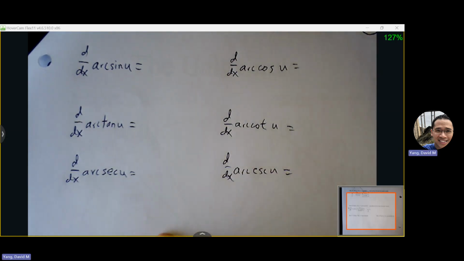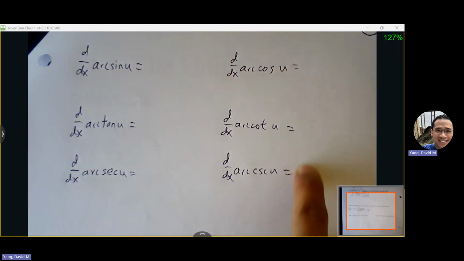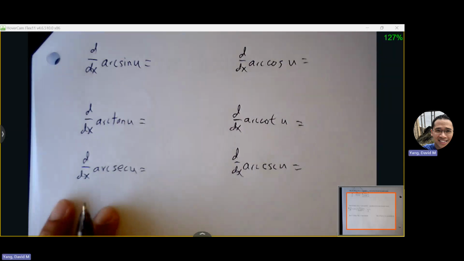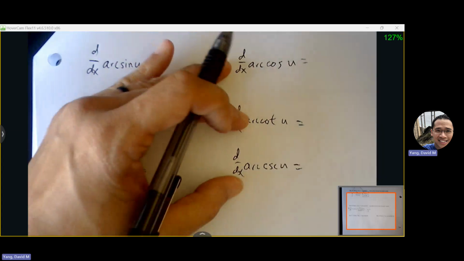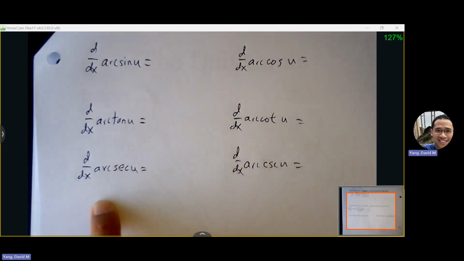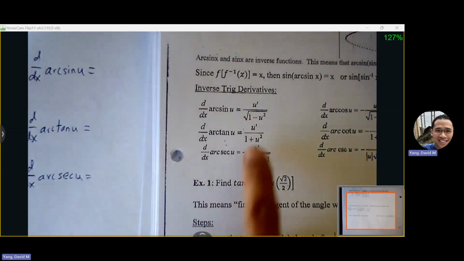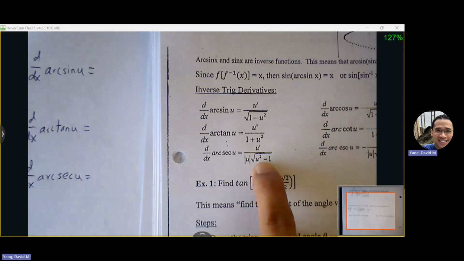So just like with trig functions, all these are going to be the negative versions, the negative derivatives as well, just like with the original 6 trig functions. So we're just working on these 3 here. These are really the 3 that are unique, and then these are just the negative versions of the ones next to them. So arc sine, arc tangent, arc secant. The similarity is that if we look at these rules here, they all have u prime in the numerator. So that's nice. That's similar.